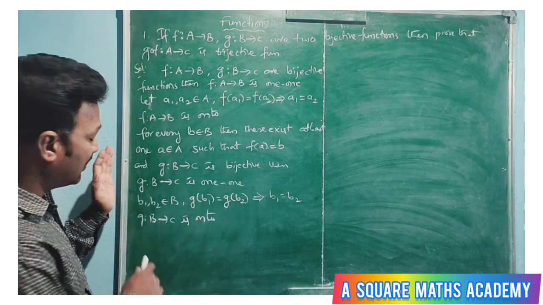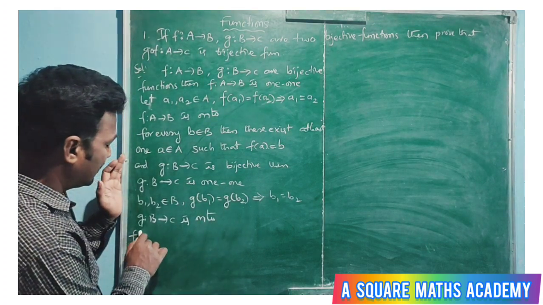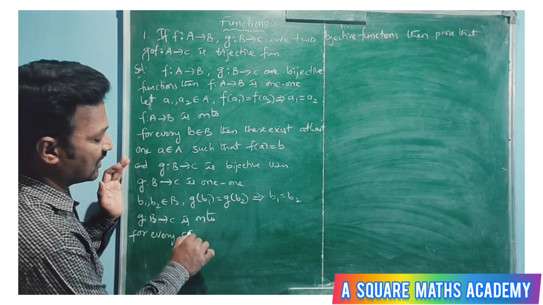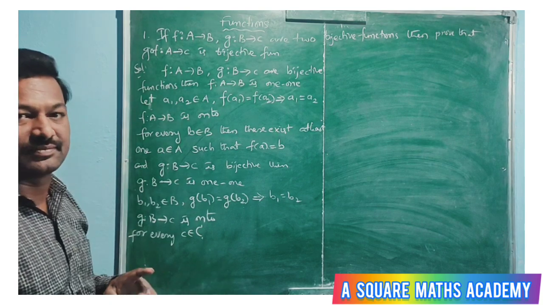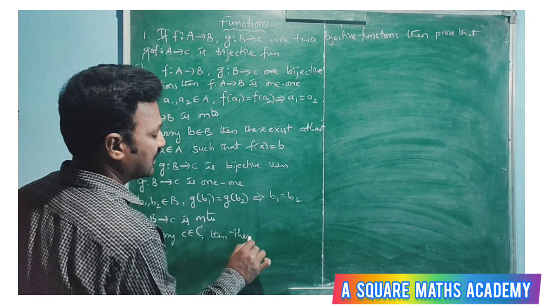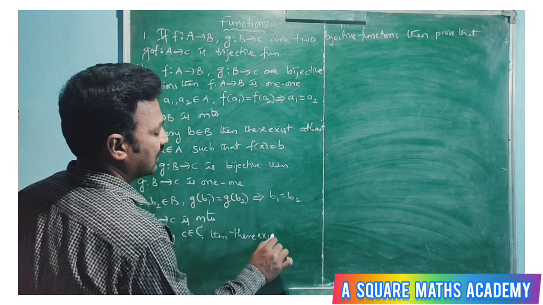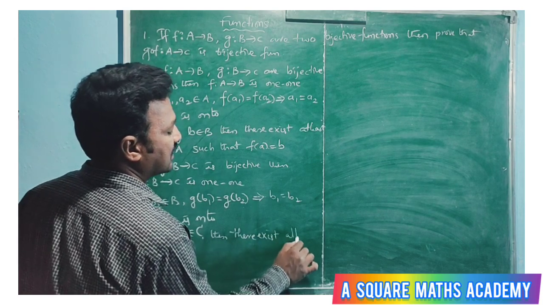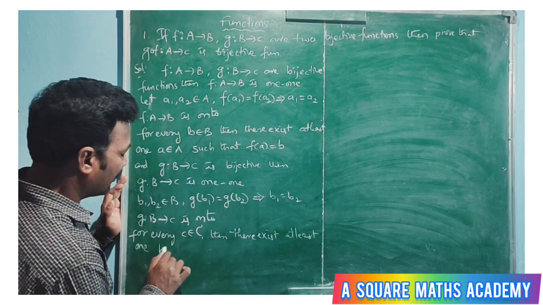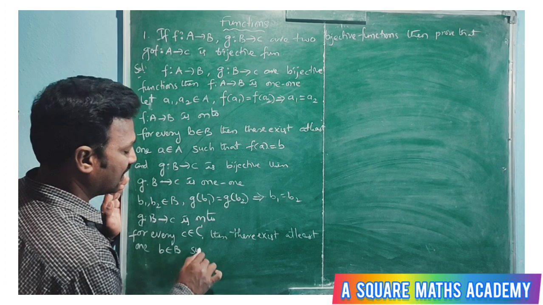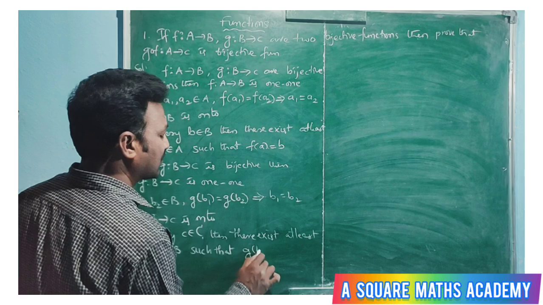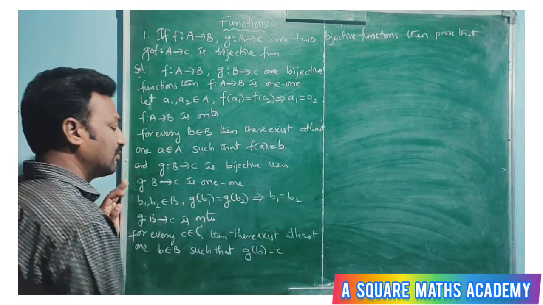For every c belongs to C, then there exists at least one b belongs to B, such that g of b equals c.